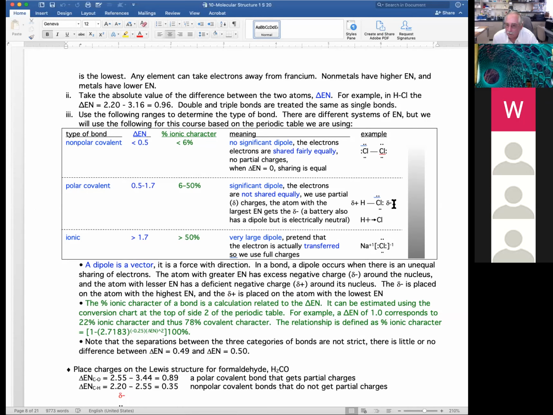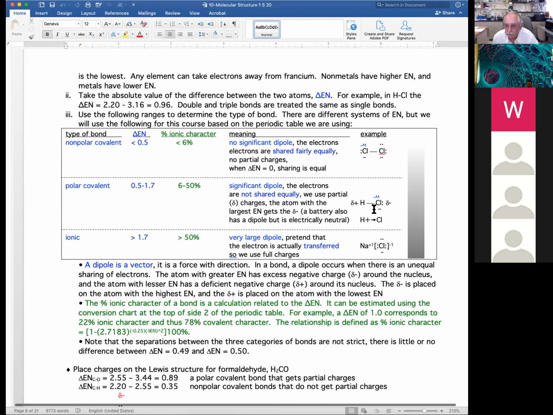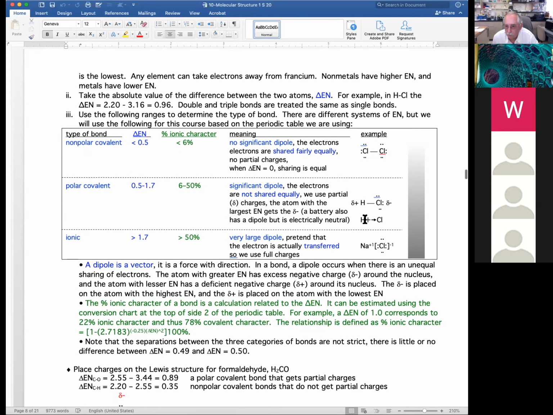And again, if I'm looking at chlorine and hydrogen, the one with the largest electronegativity is chlorine. So electrons are being pulled away from the hydrogen towards the chlorine, giving chlorine a partial negative and hydrogen a partial positive. Okay, so in this case, it's a partial charge. They're still being shared, but they're shared unequally. Over here, we pretend the electron is completely transferred and it's an ionic bond now, and we have full charges.